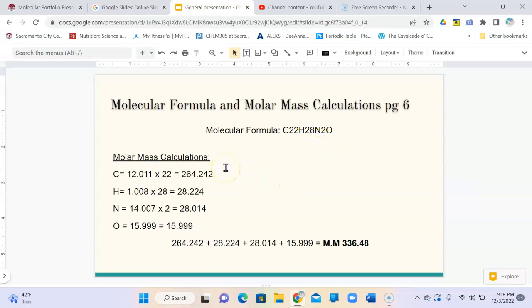Now to do molar mass calculations, you look at the periodic table to figure out the molar mass of it. So 1 carbon weighs about 12.011 grams, and I would multiply that by 22 because there are 22 carbons in my molecule. And I would go ahead and do that with hydrogens, nitrogens, and oxygens. And once I get those numbers, I add them all up to get the molar mass of fentanyl, which is 336.48.